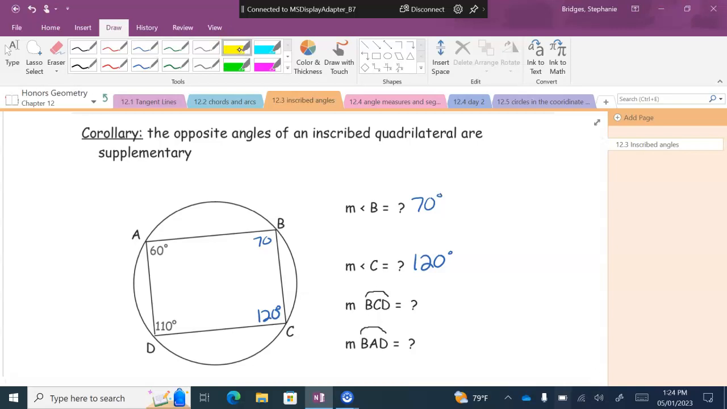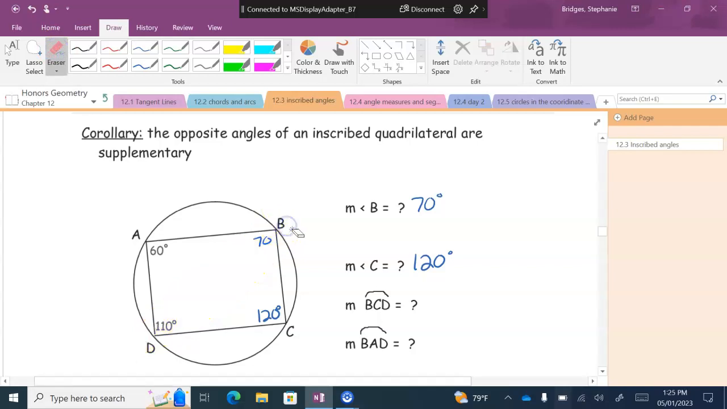Opposite angles, those are the ones that are across the quadrilateral from each other, are supplementary. Okay, supplementary means they have to add up to be 180. Because D was 110, I just did 180 minus 110, and that gave me the 70. Does that make sense? Okay, now watch this.